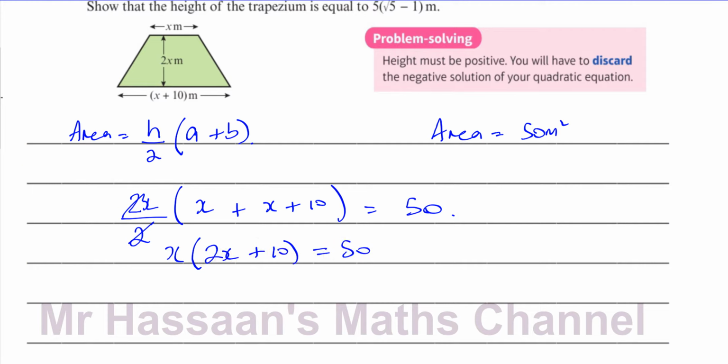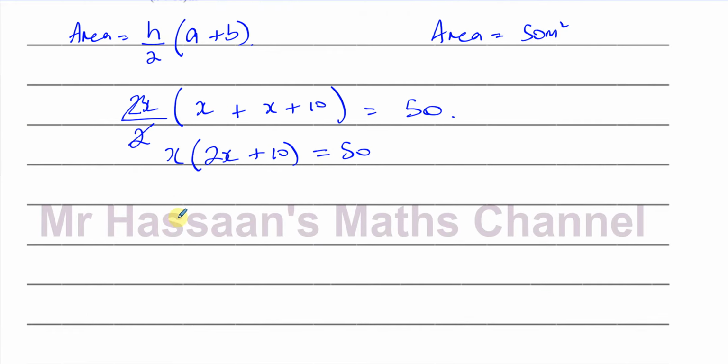Now what we could do is expand this bracket, so we have 2x squared plus 10x, and we can subtract 50 from both sides, so we're left with this quadratic looking thing here. To make life easy, we can divide both sides by 2. So you have x squared plus 5x minus 25 equals 0.